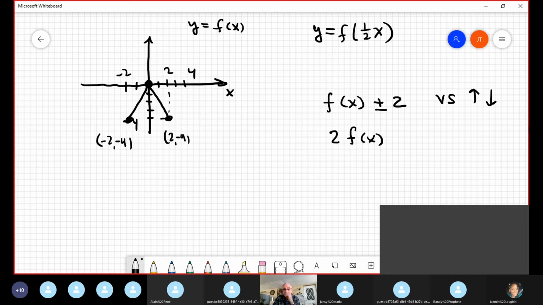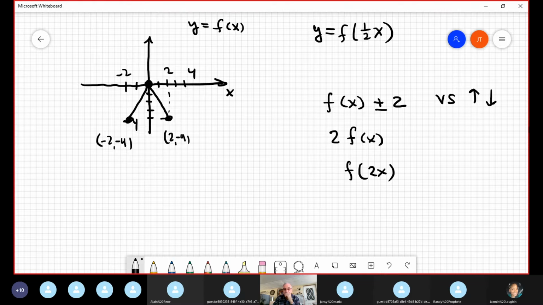It's horizontal compressed. Okay. When you have multiplication like that, inside, then it is a horizontal effect. When you multiply outside, it's a vertical effect. But in this case, multiplication by 2 is a horizontal effect. But no compress, it's a stretch. Let me explain in detail this idea.